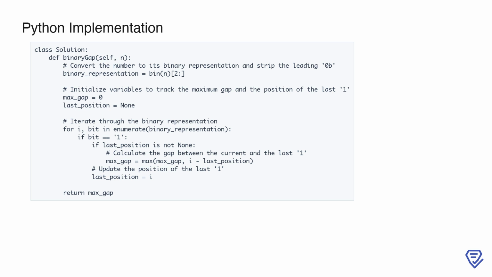The solution iterates through the binary string using Python's enumerate function. The enumerate function provides the index, i, and the corresponding bit at each step. If the bit is 1, the algorithm checks if last_underscore_position is not None. If so, it calculates the gap between the current index and last_underscore_position, and updates max_underscore_gap if this gap is larger than the current max_underscore_gap. Finally, last_underscore_position is updated to the current index. After completing the iteration, the value of max_underscore_gap is returned as the result.